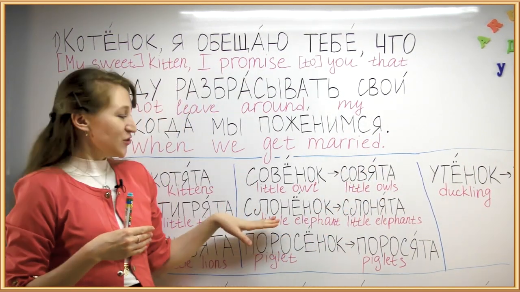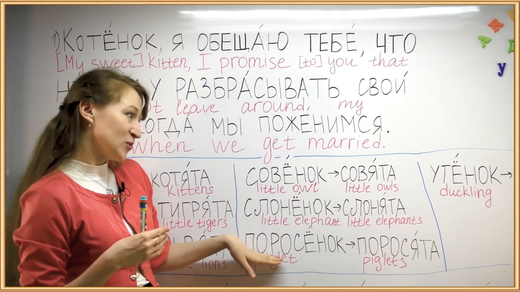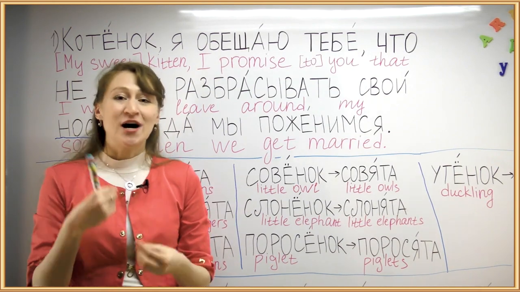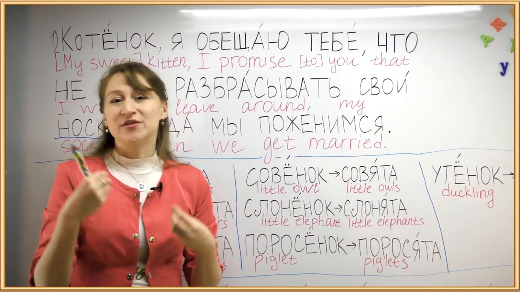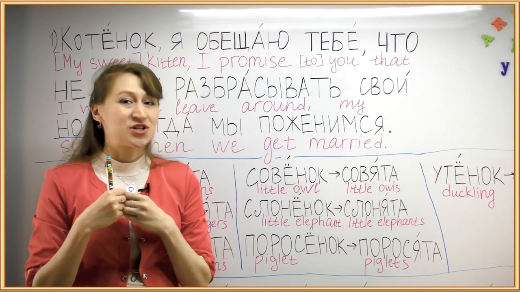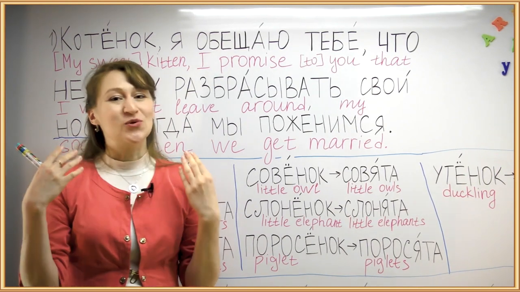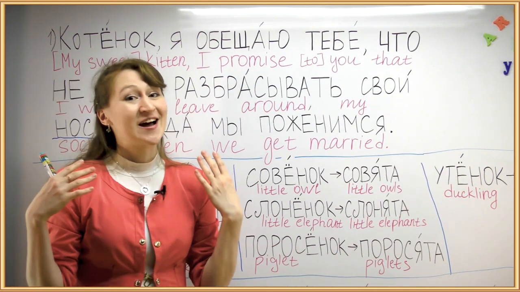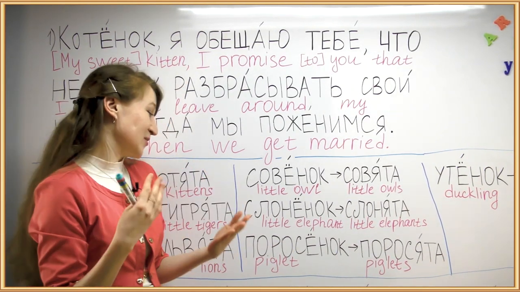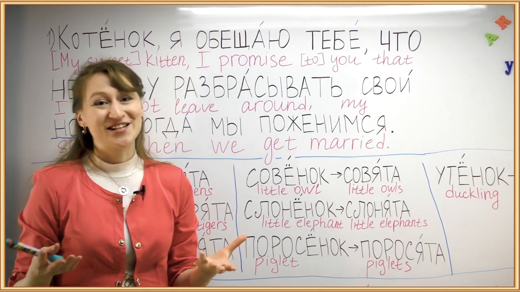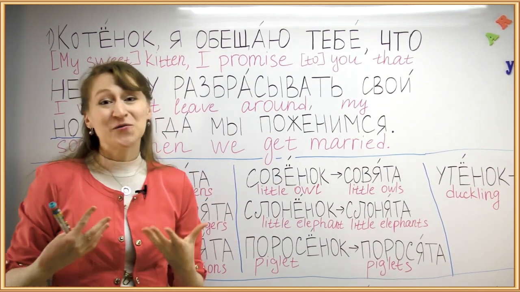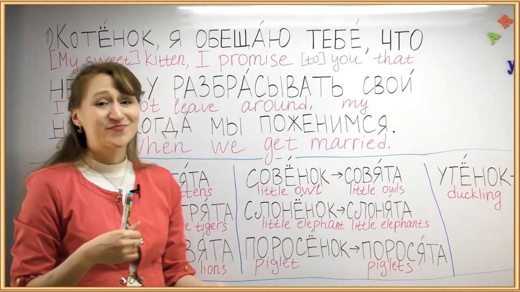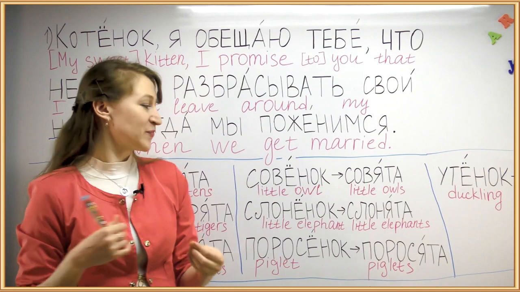I don't recommend you to use слонёнок and поросёнок for your girlfriend. Only if you have a very deep relationship, you are very close to each other, and she understands you love her, and when you call her поросёнок, you don't mean to offend her, but you still want to point out that she got something on her clothes, right? So be very careful with these words when talking to your girlfriend.